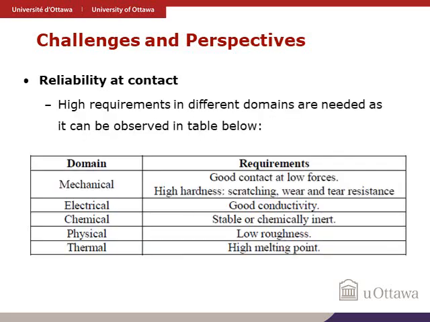High requirements in different domains are needed, which you can see in the table. For the mechanical domain, good contact at low forces, high hardness, scratching, wear and tear resistance. In the electrical domain, we need good conductivity. Chemical domain, stable or chemically inert material. Physical domain, low roughness, and in the thermal domain, high melting point.